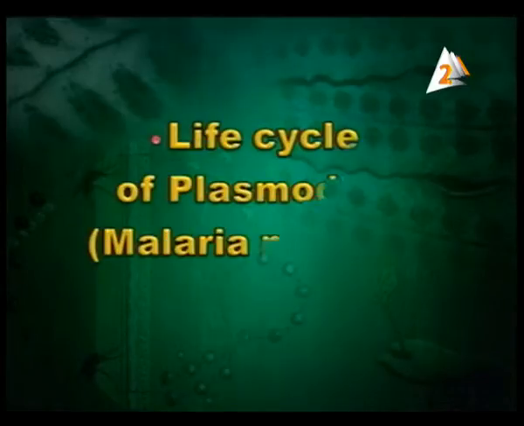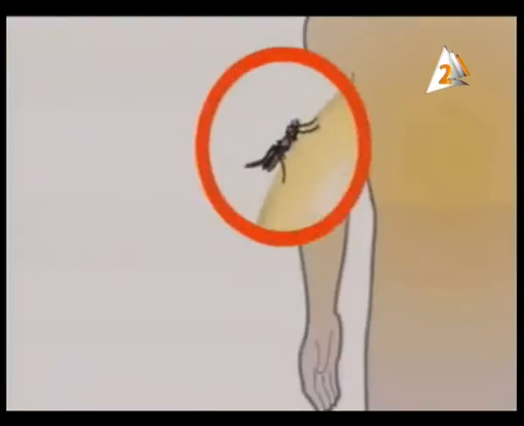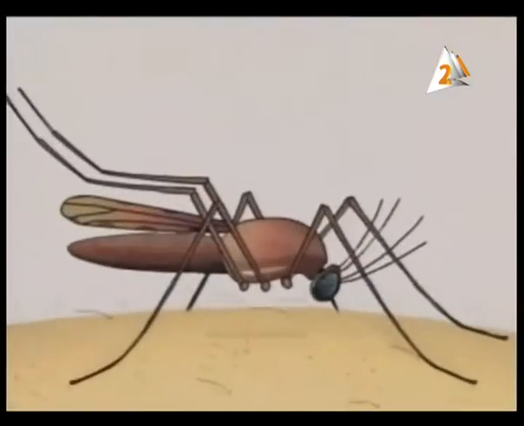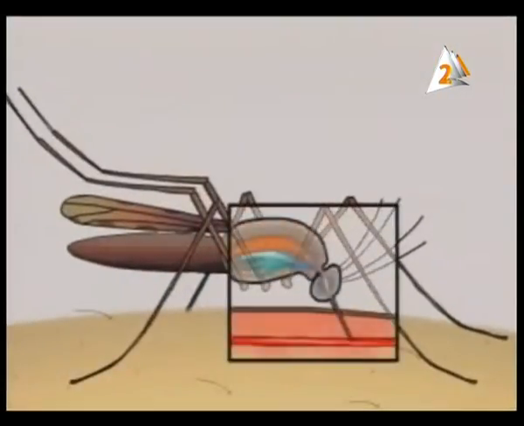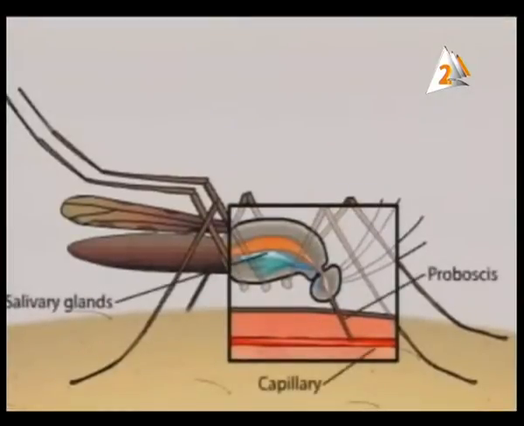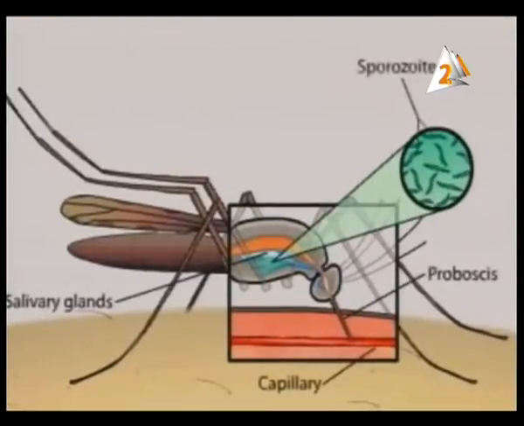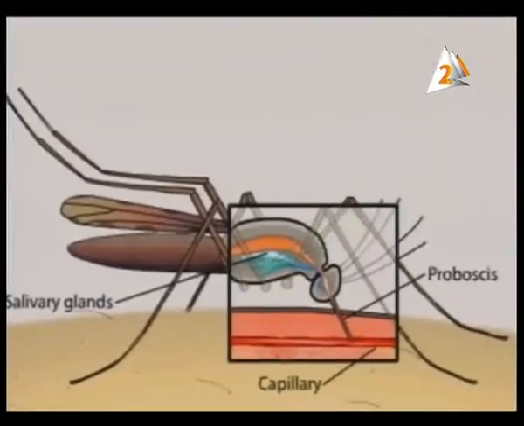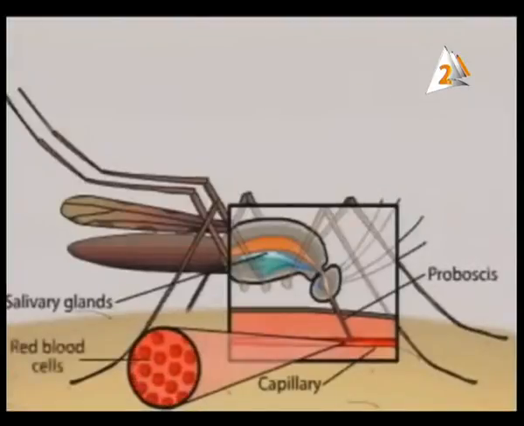So, the life cycle of Plasmodium malaria. This disease is caused by a certain type of protozoan parasite called Plasmodium malaria, which infects both humans and the female Anopheles mosquito. Let us look at the life cycle of this parasite. It starts when an infected female Anopheles mosquito penetrates human skin to get a blood meal.